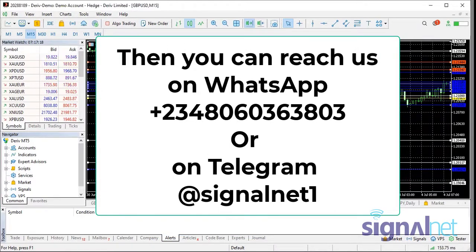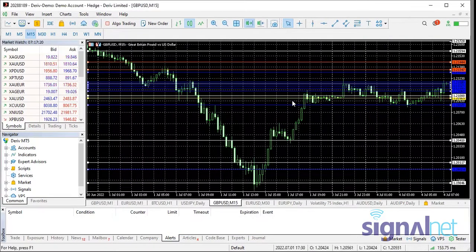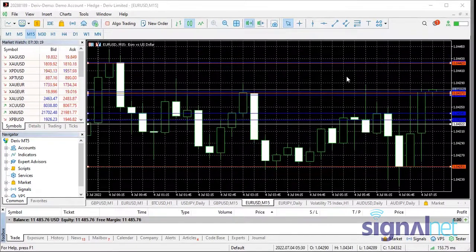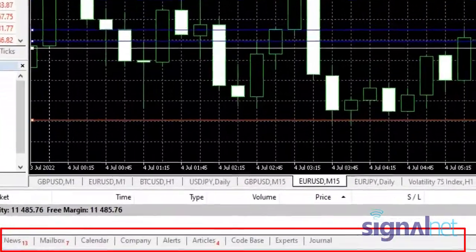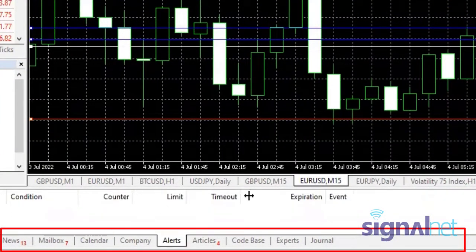Now you're here already. Can you see my screen? Yes, I can see it. So let's ride on. I was talking about creating the alert. The way you create the alert is this section under here. You can see trade, exposure. If you scroll down, you see one of the places it's written alert. So you click on that alert. It's usually just empty.